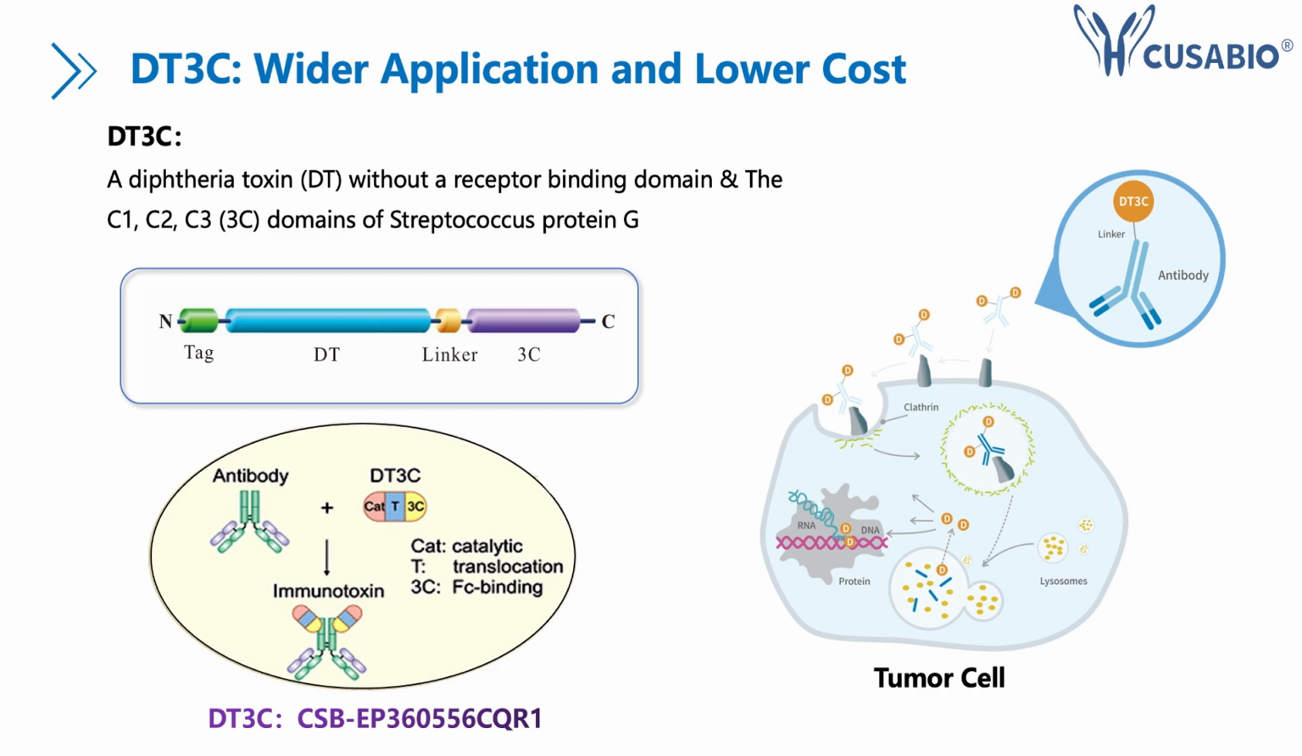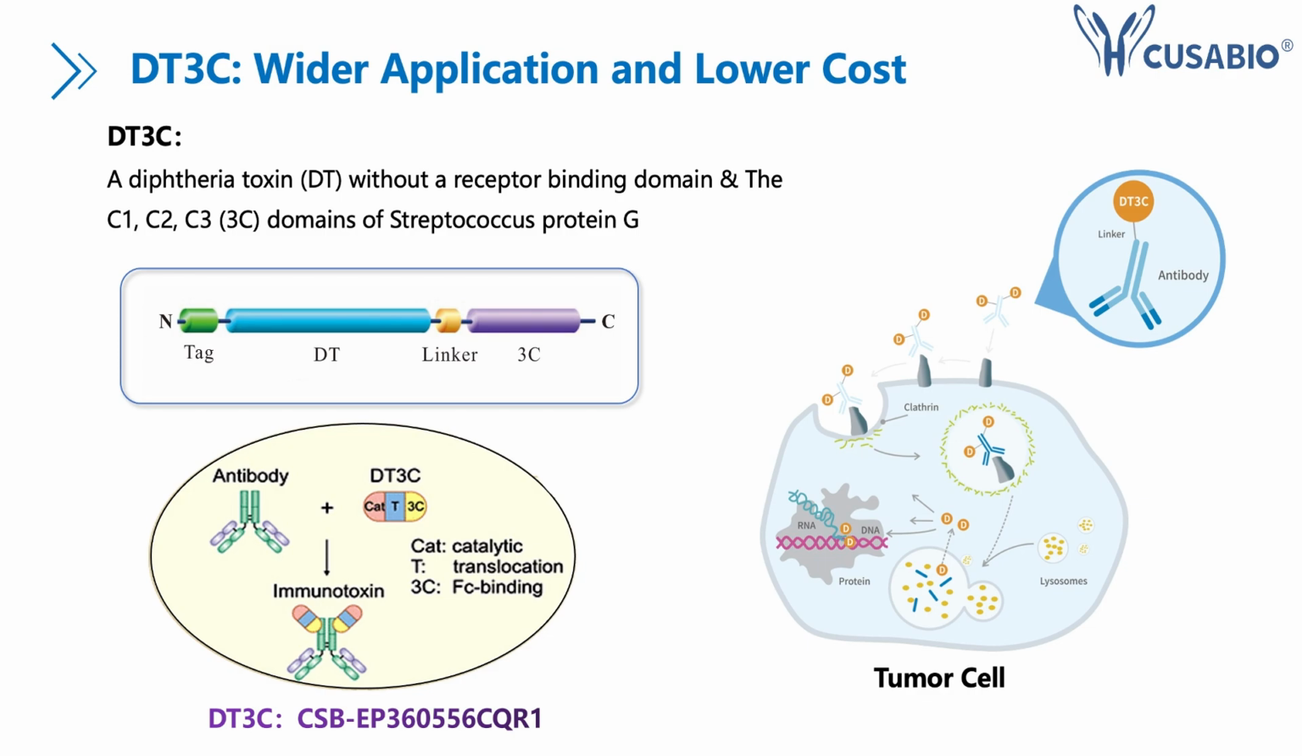DT3C is kind of like a mimic of ADC internalization. DT3C first binds to the Fc region of the IgG, and after this conjugate is internalized into the cells, it will cause the cells to die. By performing cytotoxic assays, we can assess how much immunotoxin has been internalized into the cells.